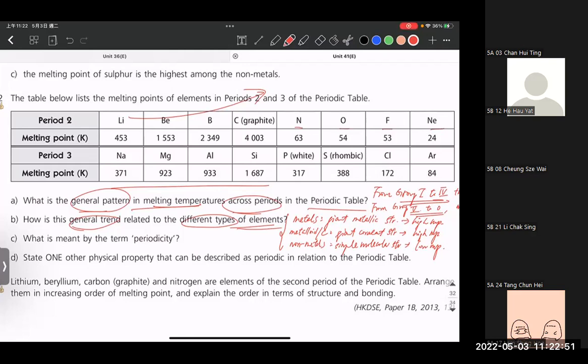Yes, that's right. So we come to see what this means by the term periodicity.